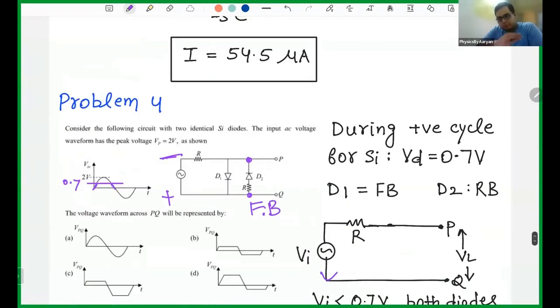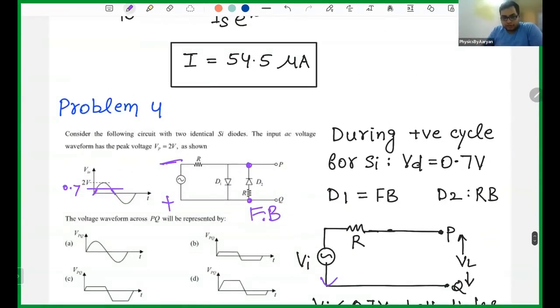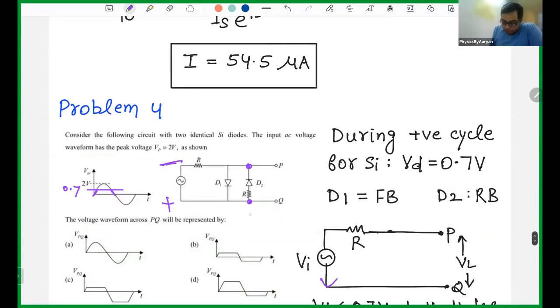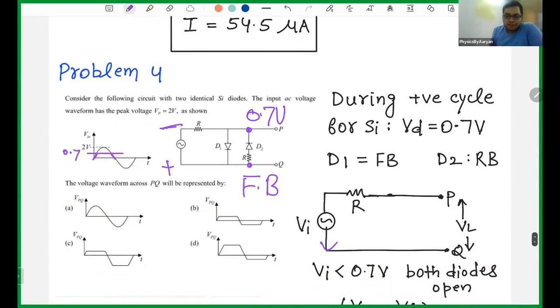So whatever is the input voltage, that will be the output voltage. But now, in order to make it forward biased, I have to apply more than 0.7 volt. Why? Because some of the voltage will also be dropped across this resistor. So let's say I'm applying 0.7, then all of that 0.7 will not go to the diode. Some of that will go to the resistor, so effectively the voltage across the diode will be less. So in order to give 0.7 volts to the diode, I actually have to apply more voltage.